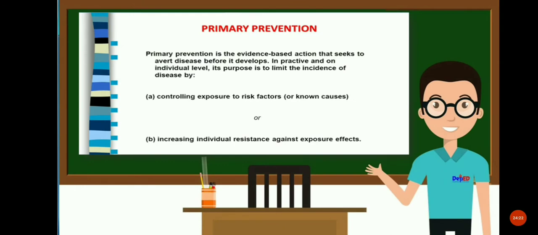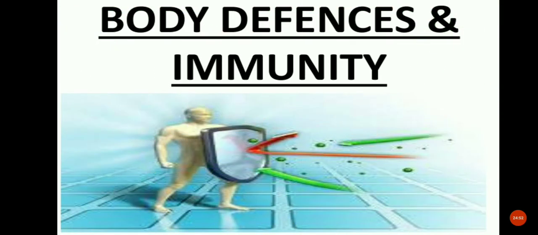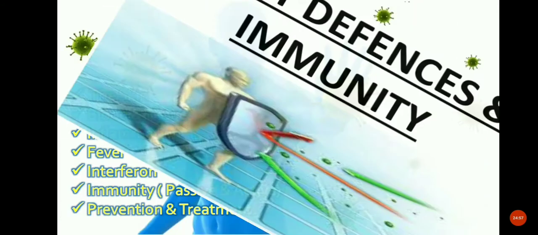Primary prevention is the evidence-based action that seeks to avert disease before it develops. It is proactive on an individual level, and its purpose is to limit the incidence of disease by controlling exposure to risk factors or known causes, or increasing individual resistance against the exposure effects. The body defenses and immunity.